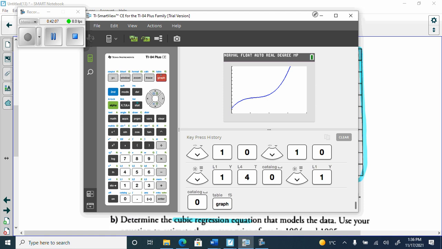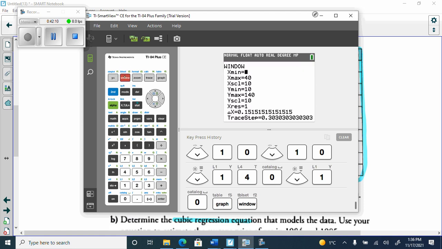No. Your window's probably just different. Put your window like this and then check it. Change your window, then you'll know for sure if you have it right. I did not get that. Did you pick cubic, number 6? Yeah. You pick cubic for sure? It's a 3? Or do you have a straight line in front of your face? Yeah, I have a straight line. Yeah, so go back, stat, calc, number 6. And then repeat.